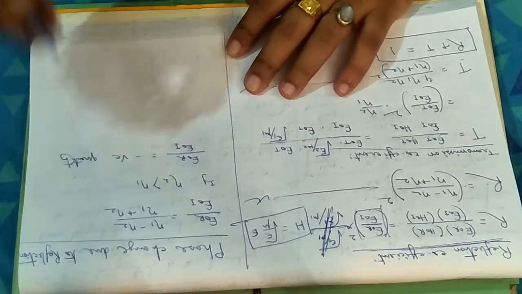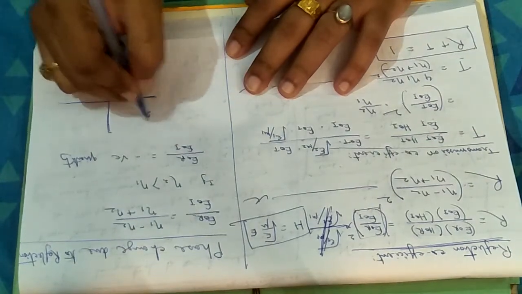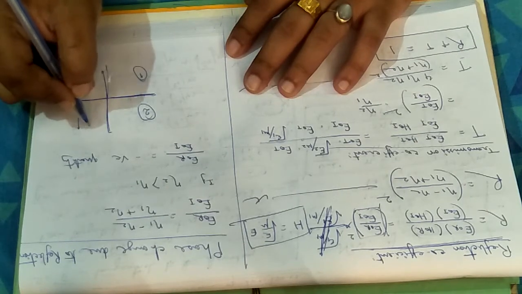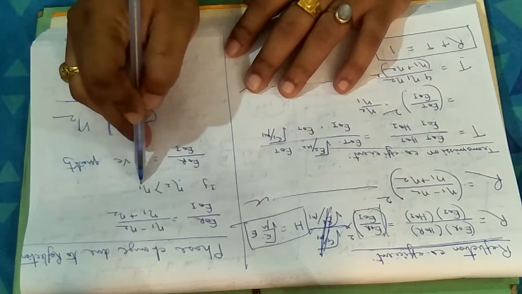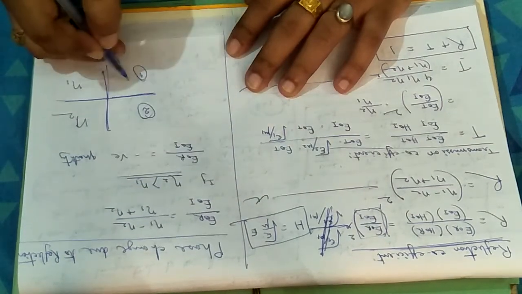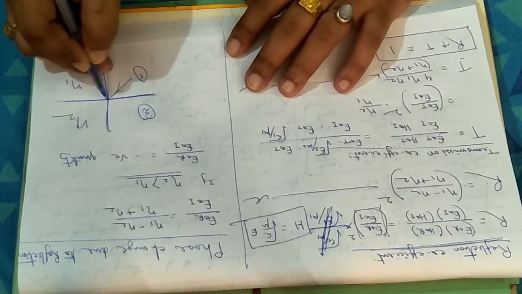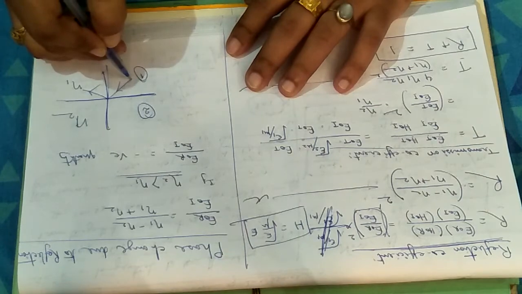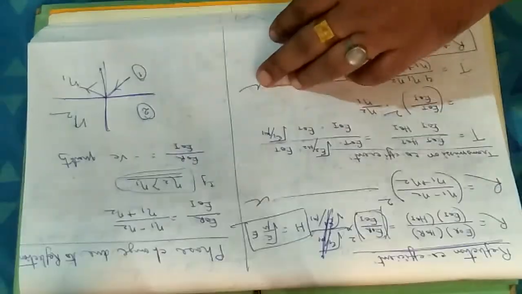I am considering that this is my medium interface, and this is medium 2 and this is medium 1. In medium 2 the refractive index is eta 2 and here it is eta 1. I have considered eta 2 is greater than eta 1. That is, the ray is traveling from the rarer medium towards the denser medium and getting reflected back.